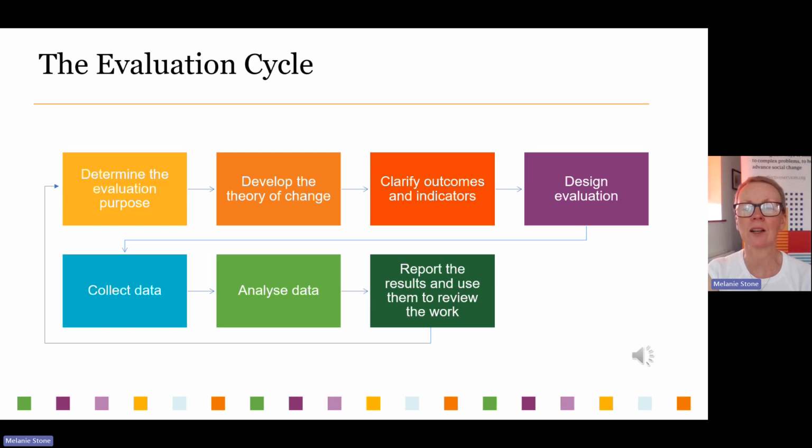So here's a bit more detail on what we cover. Throughout the 3 modules, we'll cover the 7 components of evaluation outlined here. We will start with the different purposes of evaluation, then look at developing a theory of change for your service. We will clarify outcomes, what do you want to change, and indicators, how do you know the changes have occurred. We will learn about designing an evaluation framework, collecting data, analysing the data, and then reporting on it and using it for review and planning.